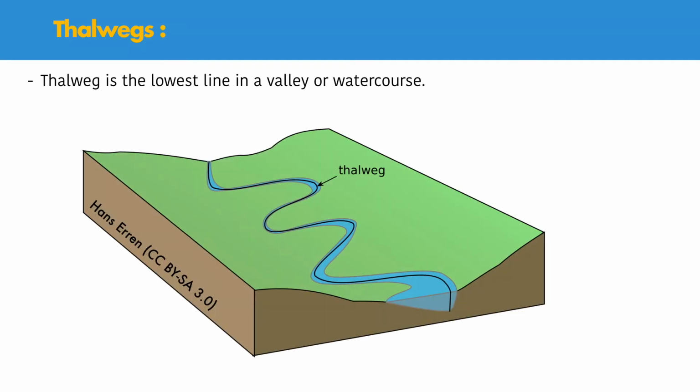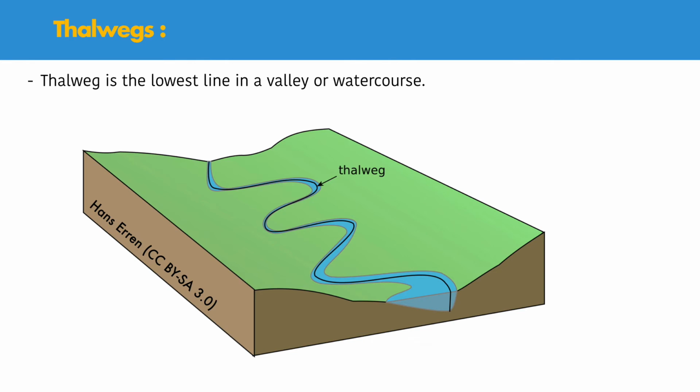Talweg. Talweg is a German word meaning valley path. In geography, it's the lowest line in a valley or a watercourse. And just for your information, in international laws, a talweg is what defines the boundaries between states. This is an illustration of a talweg.